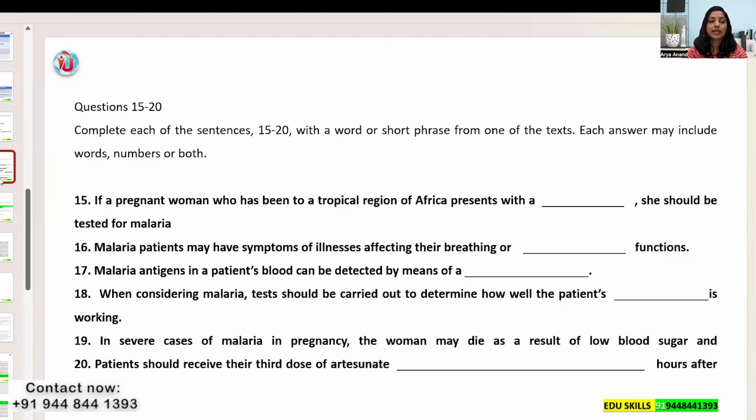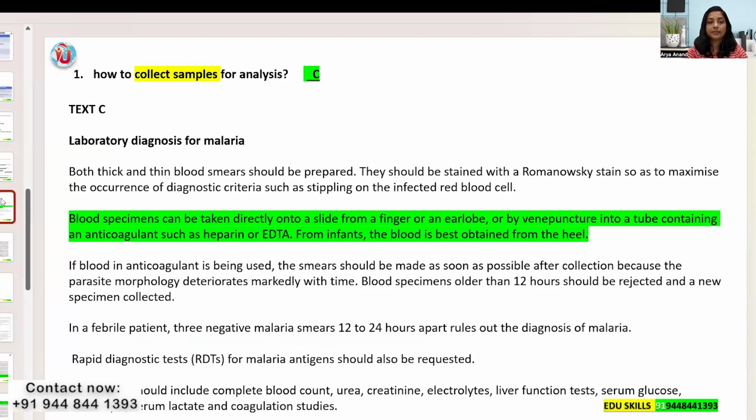Hope it is finished, right? Yes, ma'am. Yes. Now we'll move to the first question. How to collect samples for analysis?